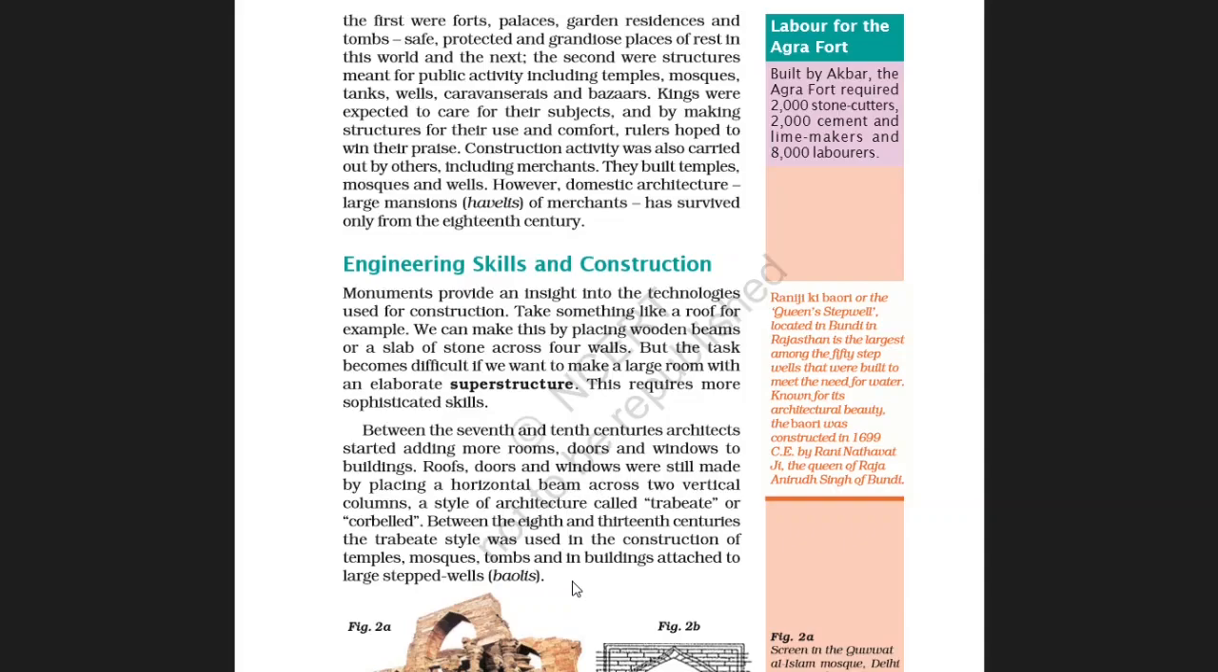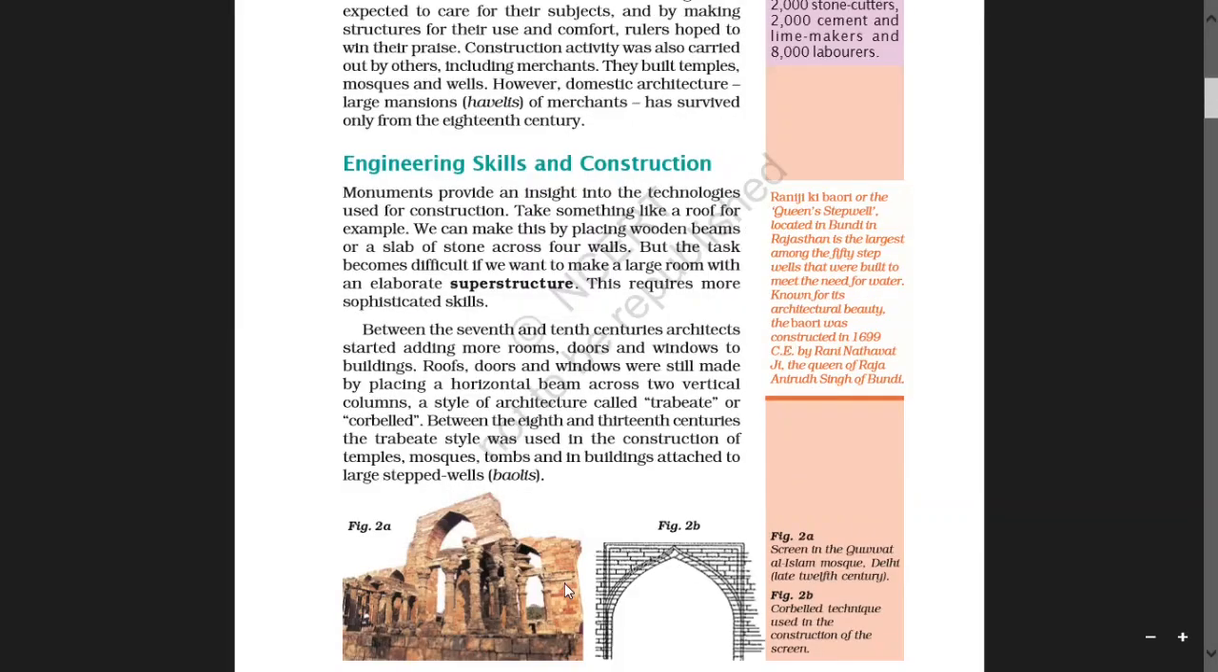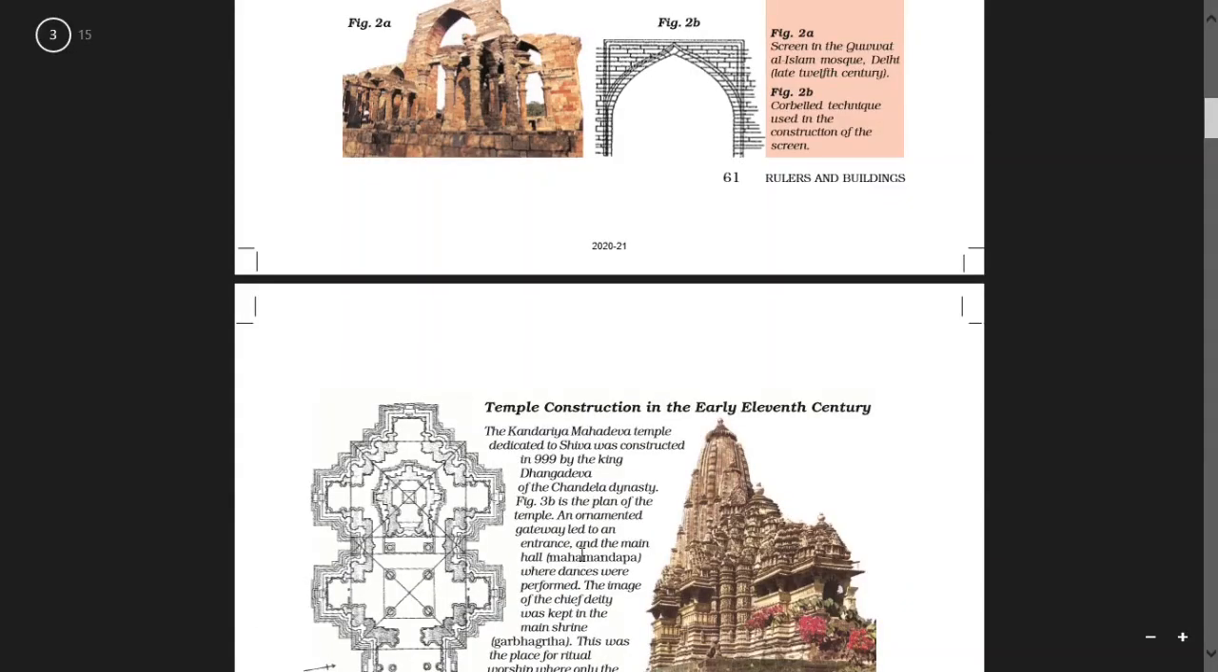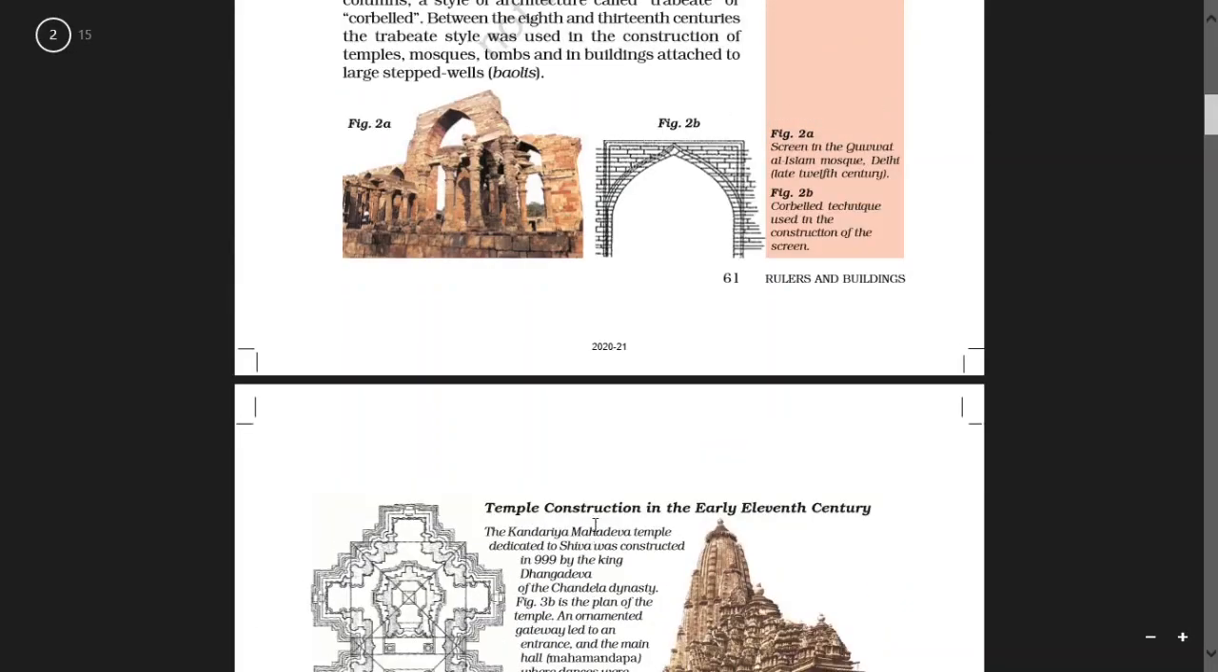So it was used in different religious places, such as temples, mosques, and tombs, in the monuments, and in buildings attached to large step wells. These stepped wells, known as baulis, are also common in arid areas of the Indian subcontinent, boys.